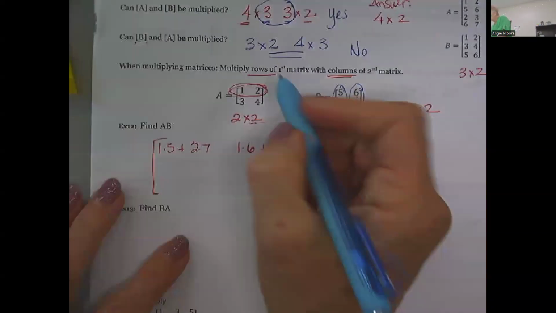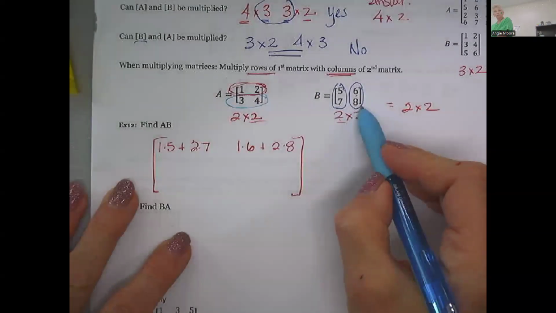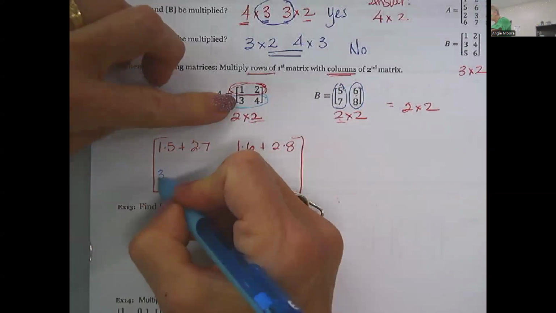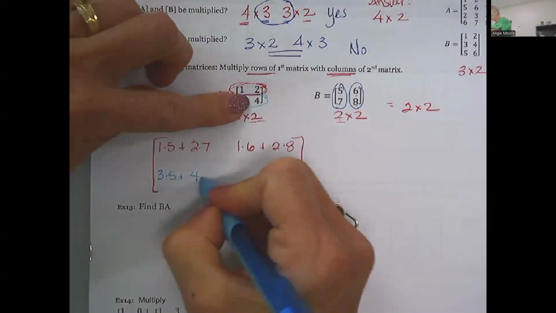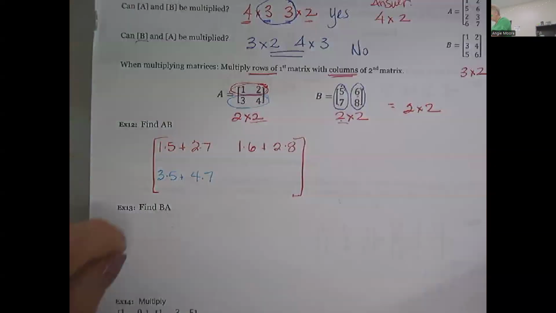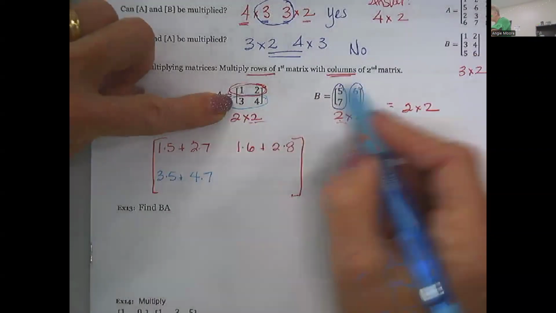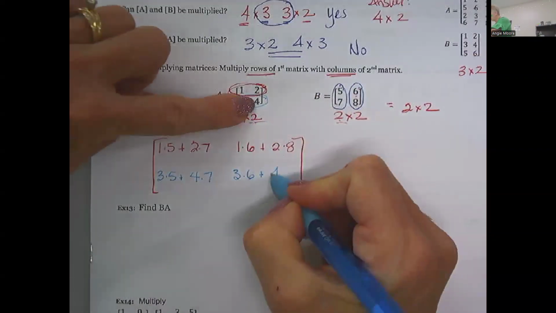Now we're going to switch. We're going to take the second row and multiply it with each column. So I will take 3 times 5 and add it to 4 times 7. Then we will go to the second column. So 3 times 6 plus 4 times 8.